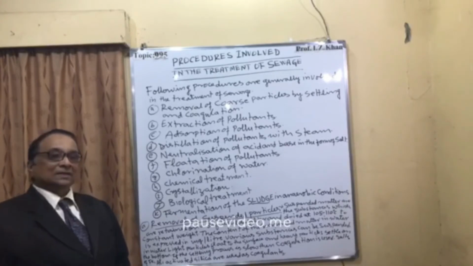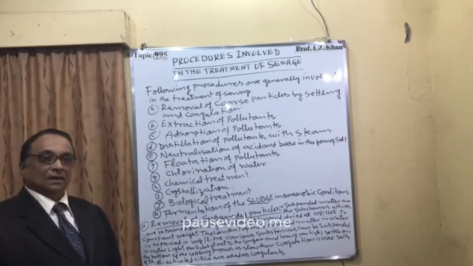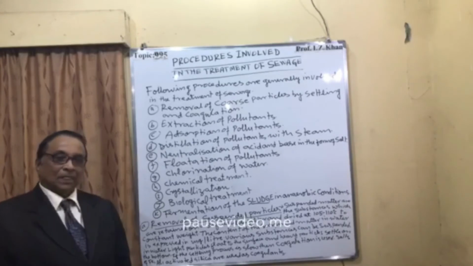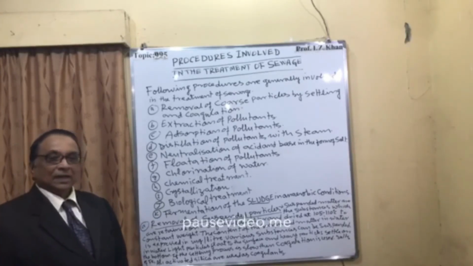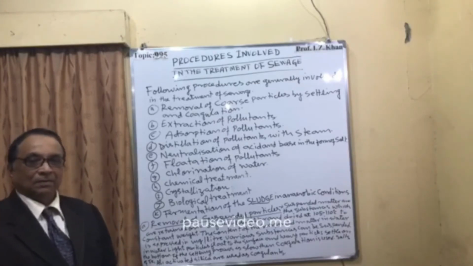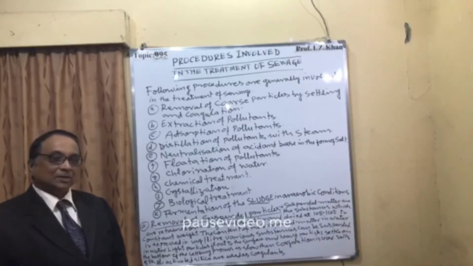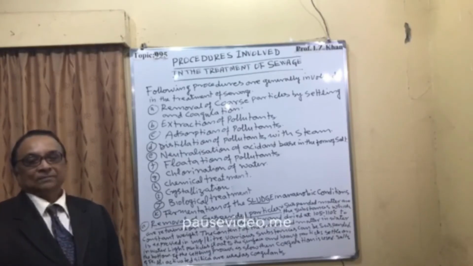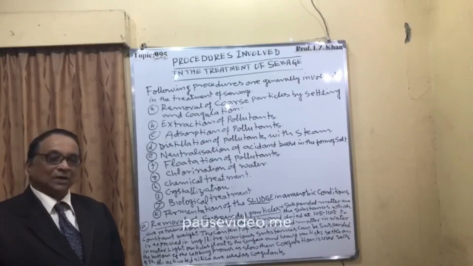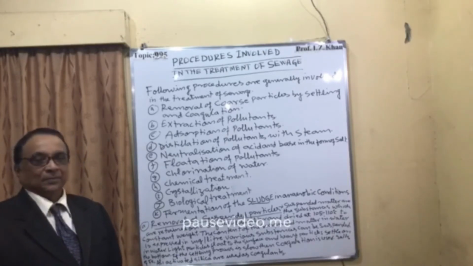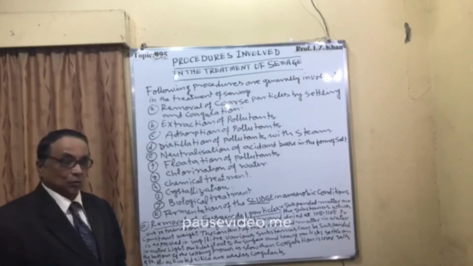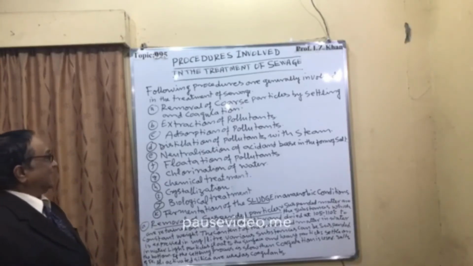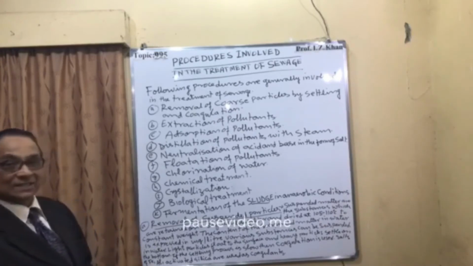C, adsorption of pollutants. Adsorption of pollutants means there are some good adsorbents like silica gel and alumina. If we pass the water through columns of adsorbent, they will adsorb all those impurities or pollutants, and the water will be separated out, and the pollutants will be adsorbed on the upper surface of those molecules.